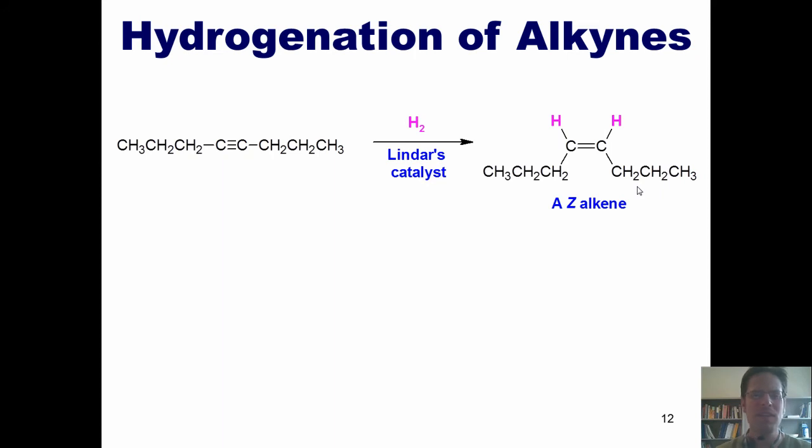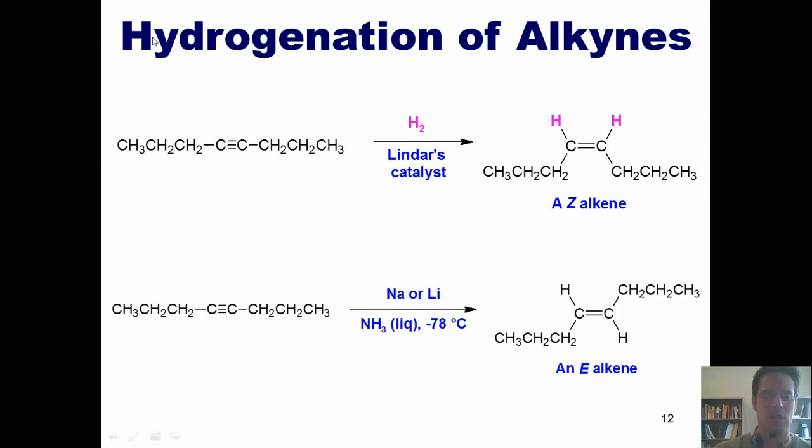Now you might be wondering, what if I don't want a Z-alkene? What if I want to take my alkyne and turn it into an E-alkene? Is there anything I can do there? Well, as it turns out, there is. If you take your alkyne and treat it under these conditions, sodium or lithium and liquid ammonia at -78, you can actually put two individual hydrogen atoms on this carbon-carbon triple bond and give yourself the E configuration, giving you an E-alkene. These conditions stop there. So these are two different ways of taking an alkyne and converting it into an alkene rather than going all the way to an alkane, which is what would occur under traditional hydrogenation conditions.